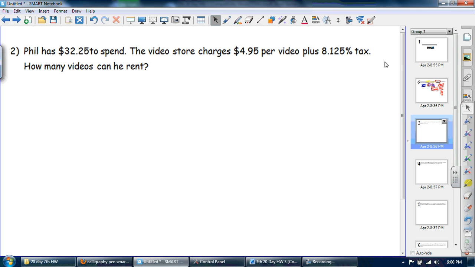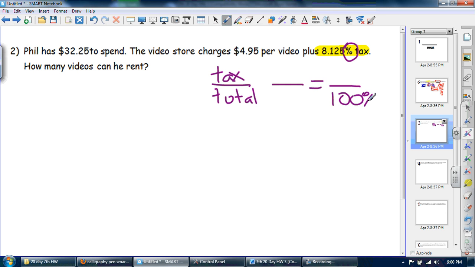So the first thing we need to know is how much the tax is going to be. Well, we know if we have a percent, we can probably figure this out using another proportion. This time, we're going to look at our tax compared to our total. Remember, we do talk about percents. We always have this total percent as 100. Up here, our tax rate, 8.125. And that number you're going to have to get used to, because anytime they talk about tax, they're going to give you that number because that's the actual tax rate in Texas.